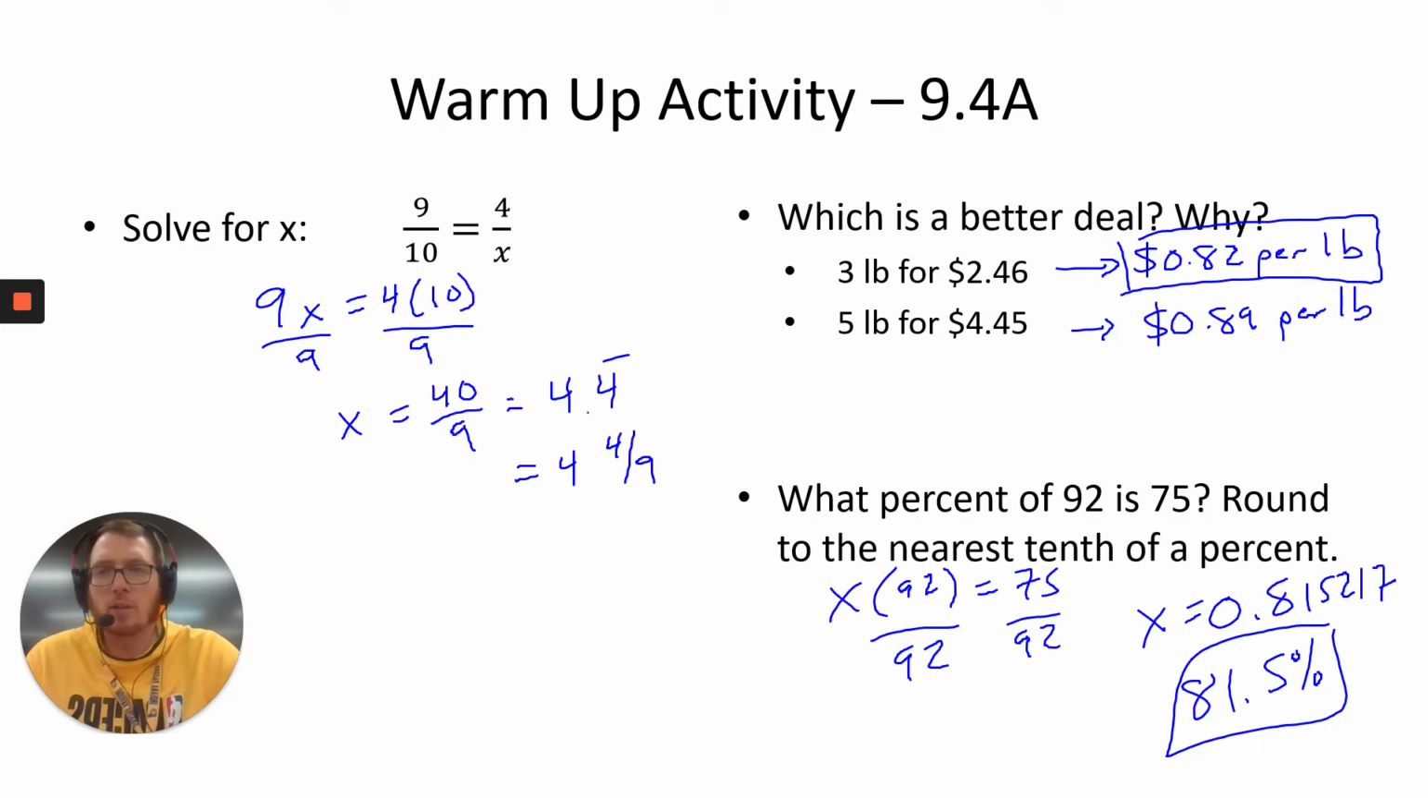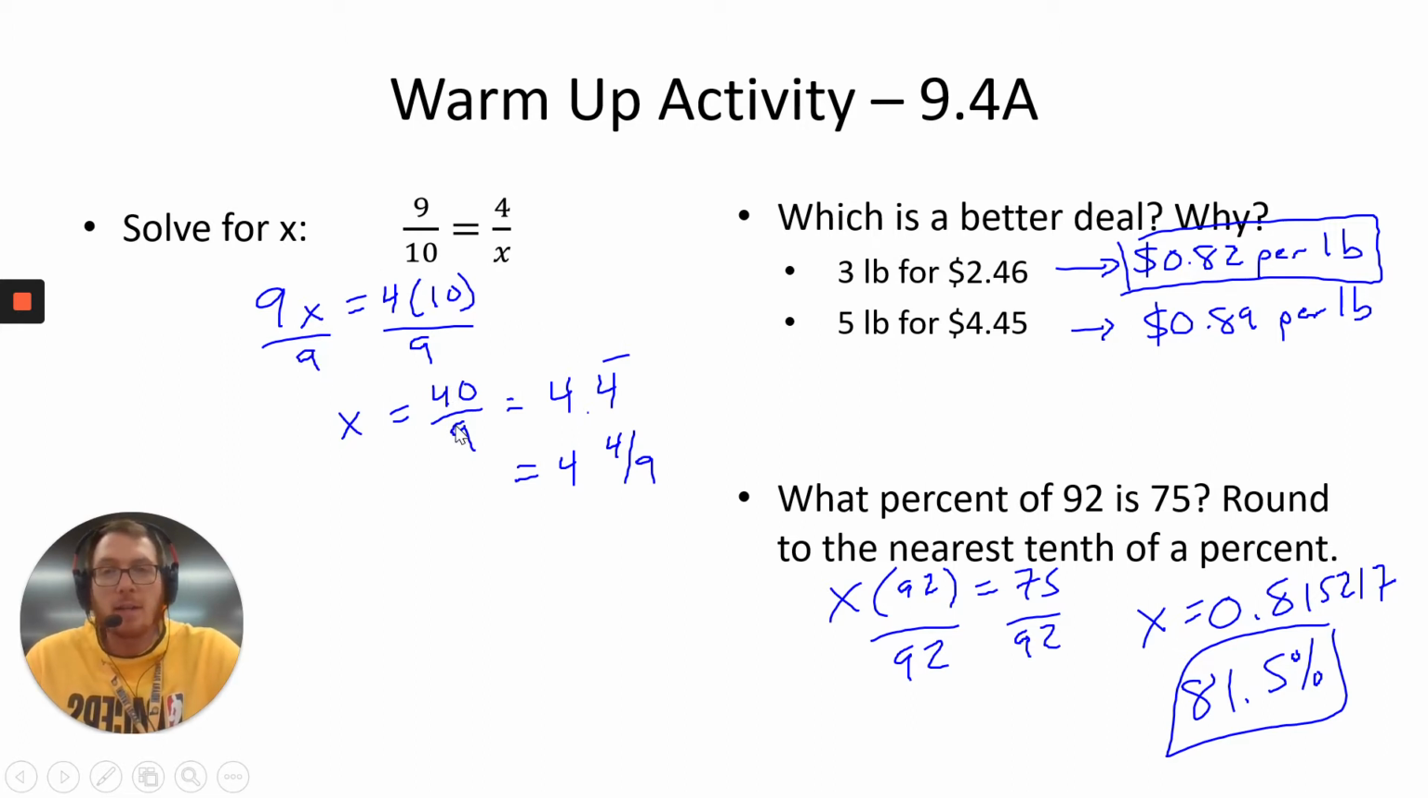This first question is a cross multiplying idea, so it says 9 over 10 equals 4 over x. Remember, this is two fractions equal to one another, so one of the easiest ways to solve is to do 9 times x equals 4 times 10. And then divide by 9 to get x by itself. It's just like a one-step equation at that point.